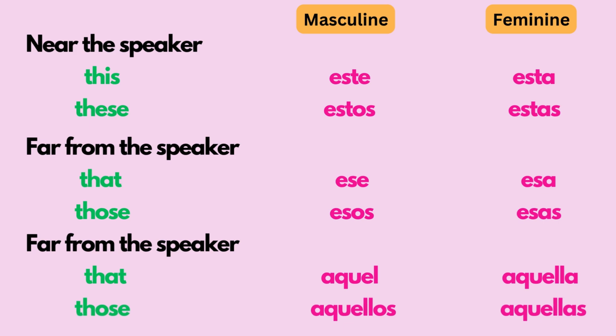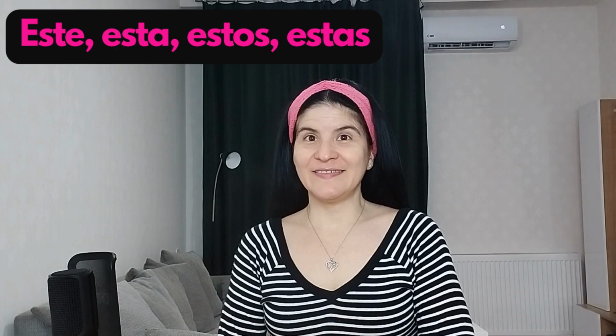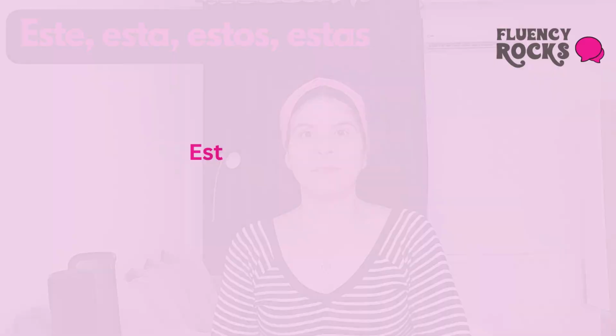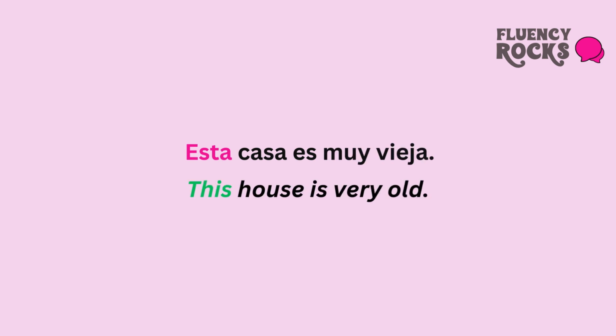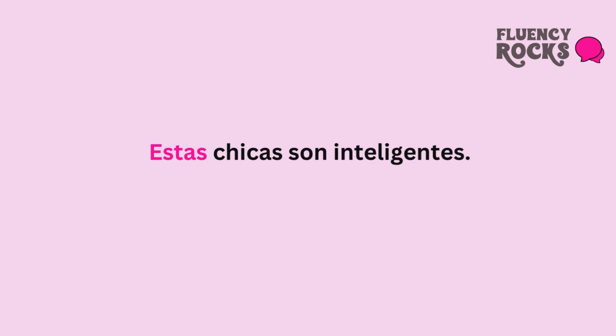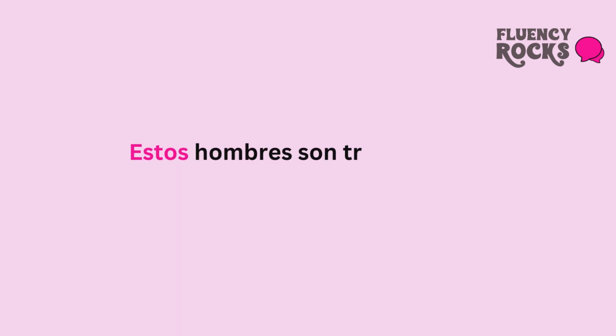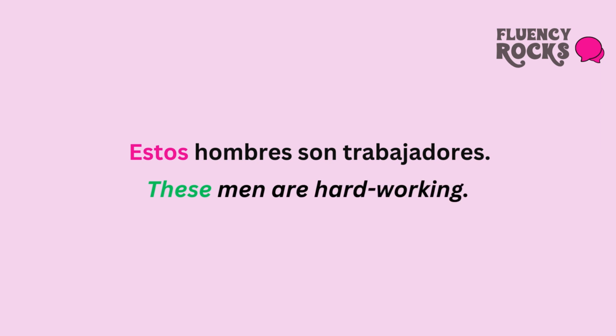Now let's see some examples. Este, esta, estos, estas. Este libro es aburrido. This book is boring. Esta casa es muy vieja. This house is very old. Estas chicas son inteligentes. These girls are smart. Estos hombres son trabajadores. These men are hardworking.